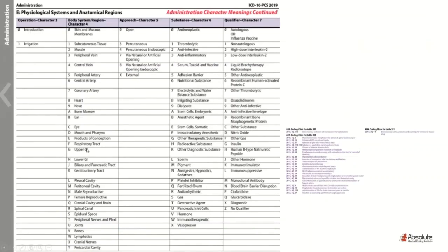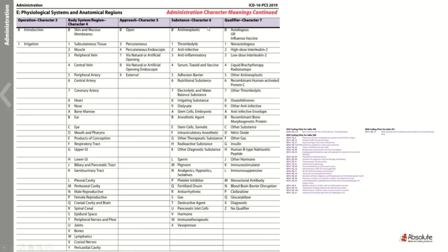Now let's look at the final. This is our physiological systems and anatomical regions. Coders, I will not read all of these. You know, you won't remember them. But just to give you an idea, the root operation will be introduction or irrigation. We know what introduction is. That's often going through the skin. We know what irrigation is. That's washing out. Your body system and your region, just take a look. You see your skin, mucous membranes, your subcutaneous tissue, muscle, peripheral veins, central veins, etc. Your approaches are as follows. You have open approach, percutaneous, percutaneous endoscopic, via natural or artificial opening, via natural or artificial opening endoscopic, and external.